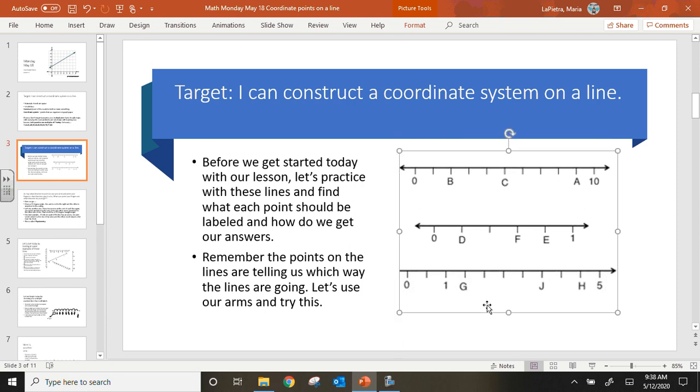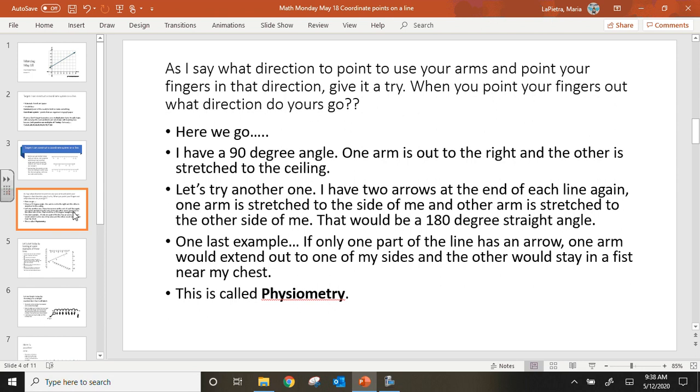Alrighty. So let's try, when I said let's use our arms and try this to tell us which way we're going, let's look at this. When I say the direction to point your arms, point your fingers in that direction and give it a try. When you point your fingers out, that's telling you what direction you're going. So here we go. If you have a 90-degree angle, make an L shape with your arms right now as you're sitting there. One facing to the ceiling and one facing to the right. With your fingers out, not in a fist. When I do fist, it means it's points. When I put my fingers out, I'm making arrows.